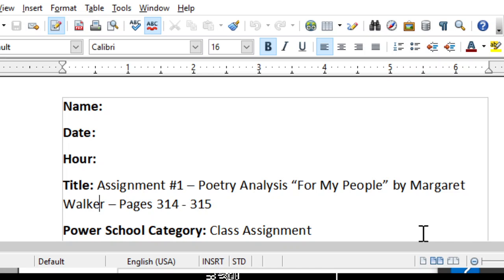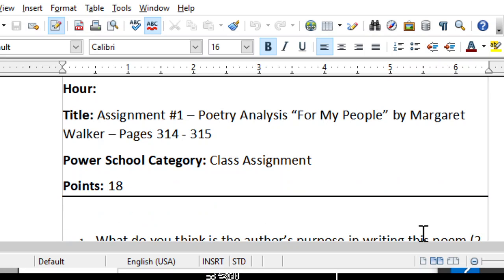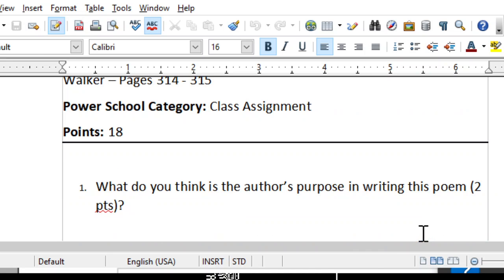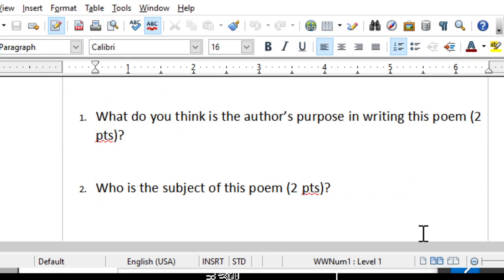Okay. So this assignment is worth 18 points. The first question is, what do you think is the author's purpose in writing this poem? Type your response below. Why did Margaret Walker write the poem For My People? What was the purpose? Why did she write it? Number two, who was the subject of this poem?